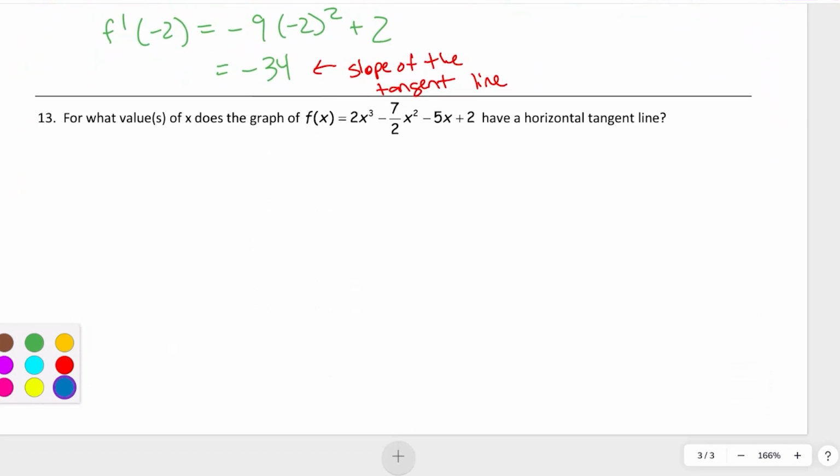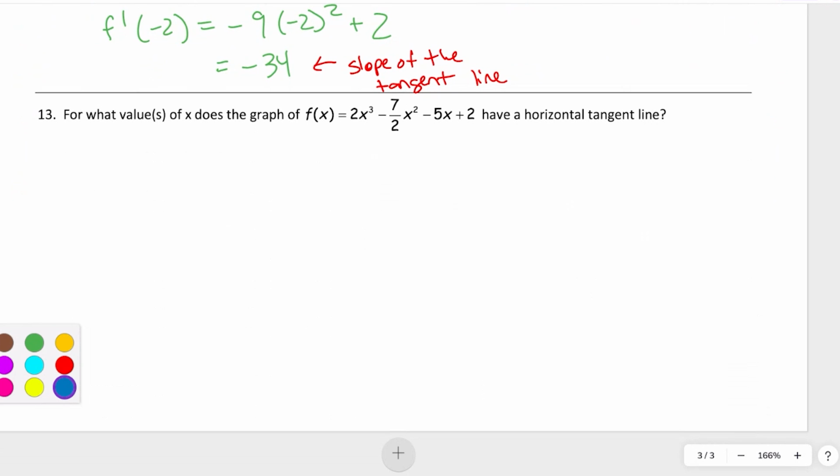Number 13. And this is our last problem of the homework. It says, for what values of x does the graph of this have a horizontal tangent line? So we've been asked this before. We should expect to see a question where it's asking about horizontal tangent lines. And that's when the slope equals 0. Okay, so if you've got a curve that does something like this, if we have a local maximum, local minimum, or change in concavity, we're going to have a horizontal slope, potentially.